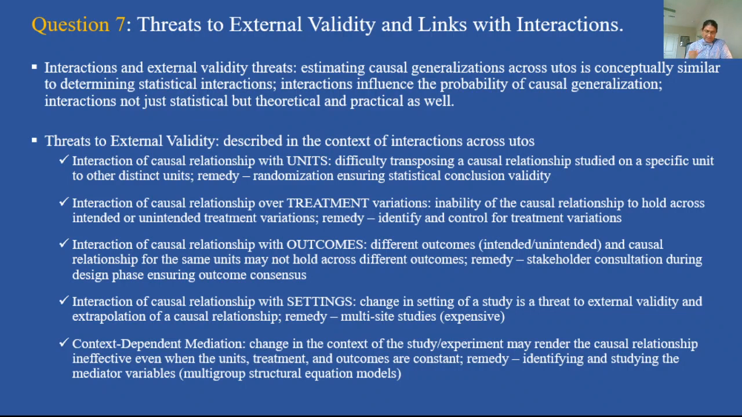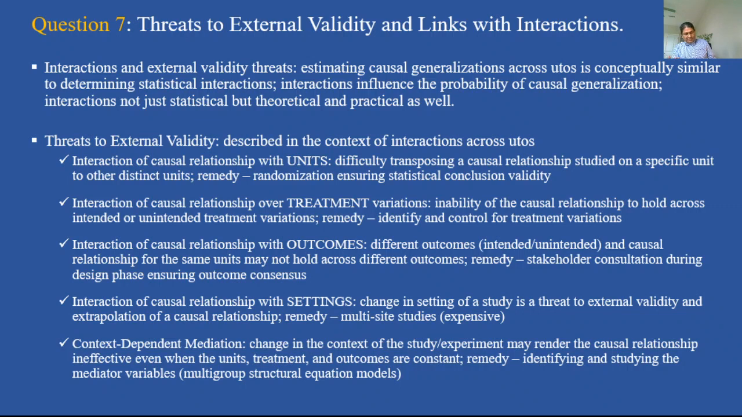Now, threat number two is interaction of causal relationship over treatment variations. So any variation in treatment, either intentional, owing to funding constraints, change in pace of treatment, or change in length of treatment, administration, etc., or unintentional variations in treatment, such as treatment maturation, change in interpretation of underlying constructs, etc., may pose a threat to external validity of the causal relationship. The solution the book suggests is diligently identifying variations in treatment and controlling for them to the extent possible.